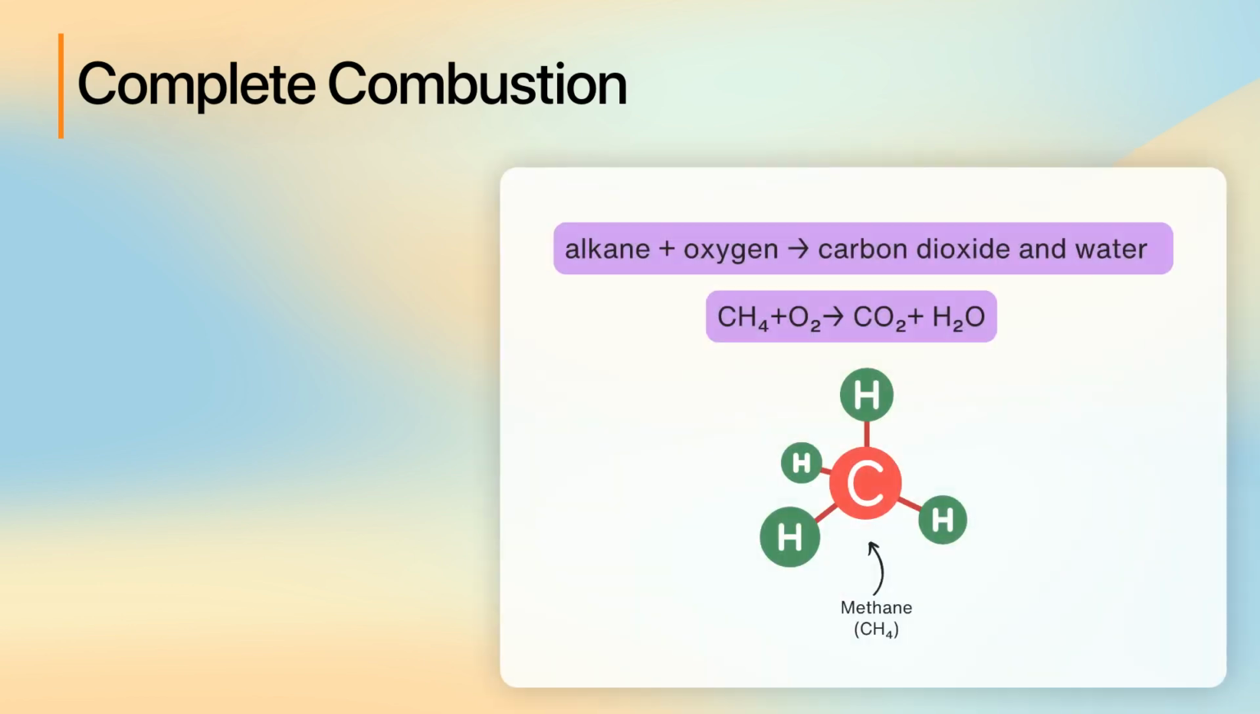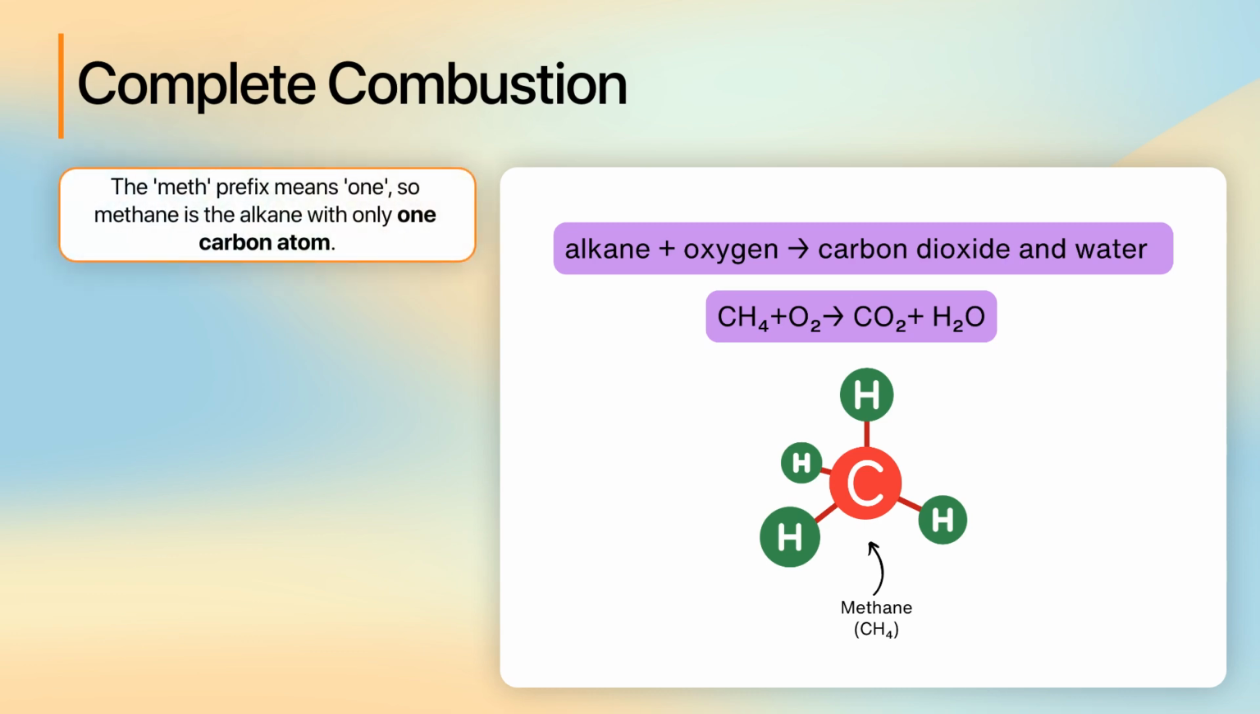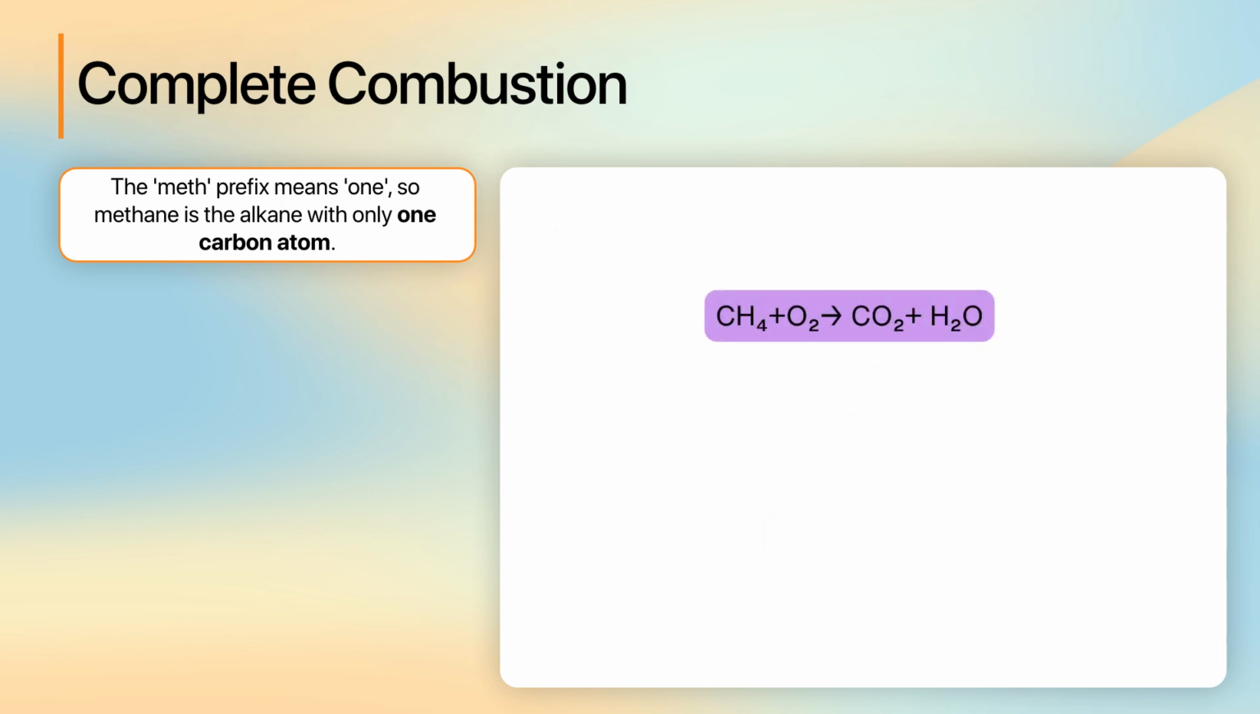The general word equation for complete combustion is alkane plus oxygen produces carbon dioxide and water. Let's consider the combustion of methane. Remember that the meth prefix means one, so methane is the alkane with only one carbon atom, meaning it must be CH4. We can thus write the equation: CH4 plus O2 produces CO2 plus H2O.